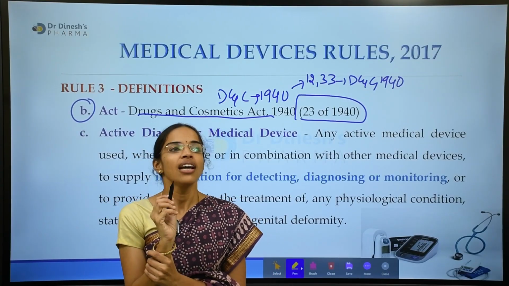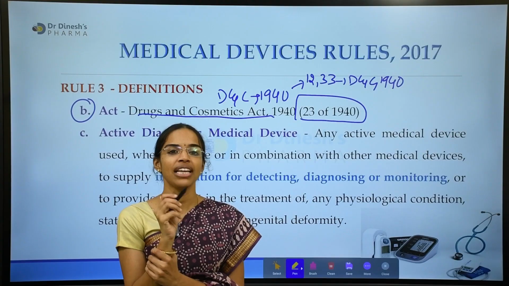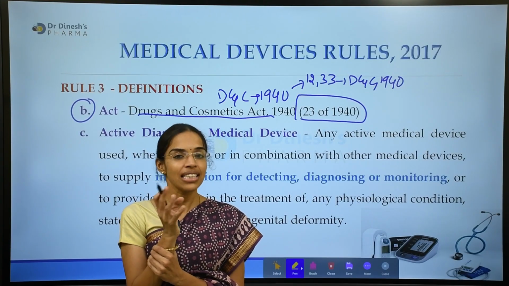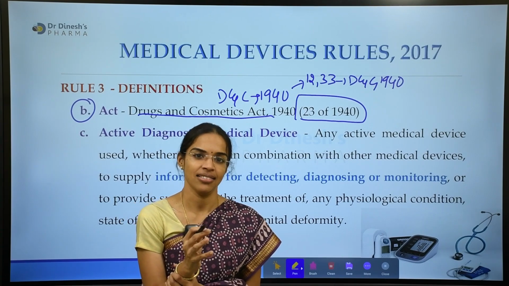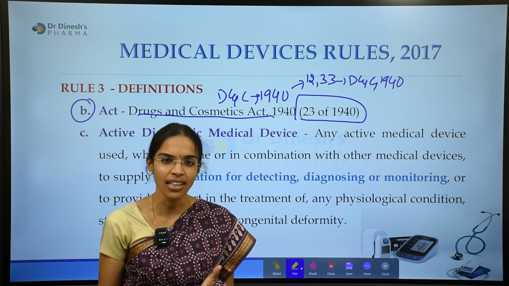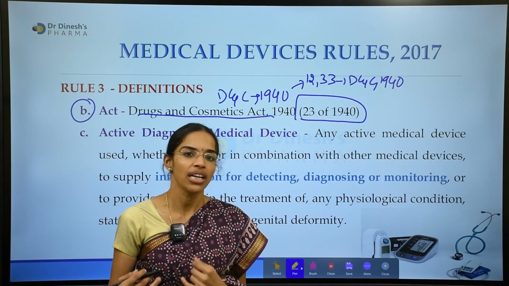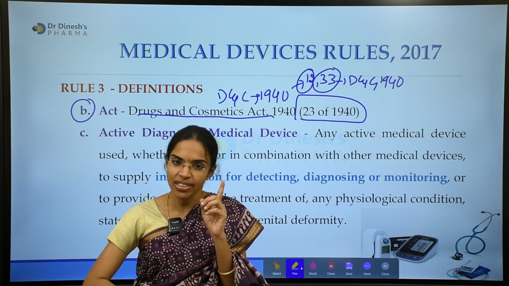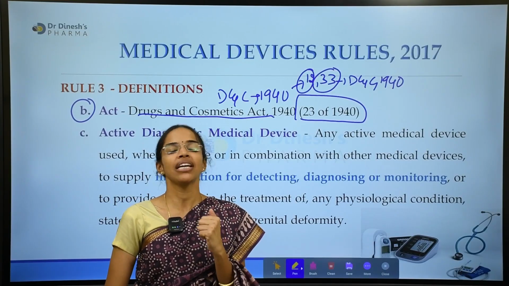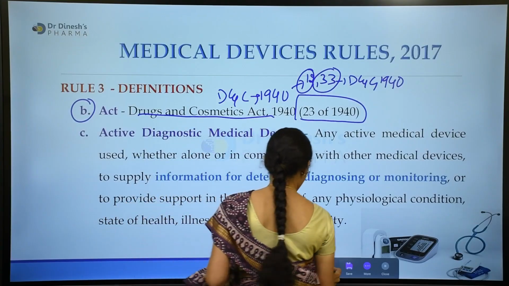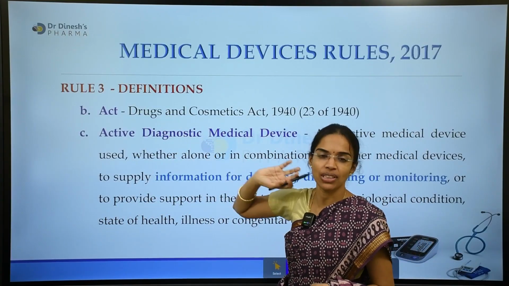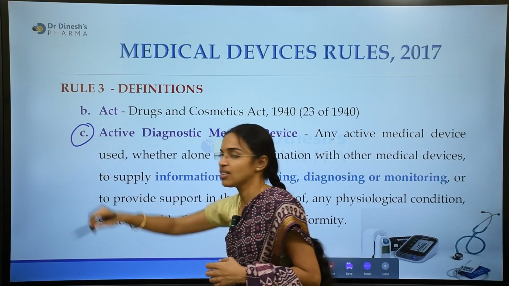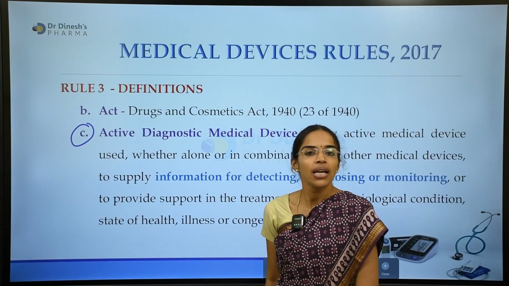So the sections of the DNC Act where MDR 2017 purports to be or is considered to be are 12, 14, 33, A and C. Okay, so sections 12 and 33 are the sections of the DNC Act which deal with the Medical Devices Rules 2017. Okay, so this is about the Act. These are the two important considerations, 3B, and next moving to 3C. Okay, Rule 3 Clause C.